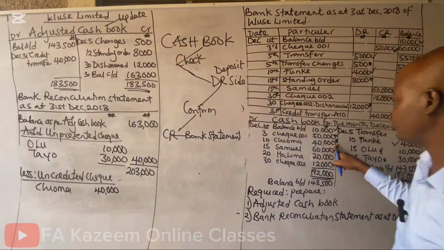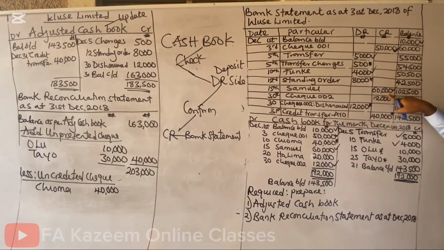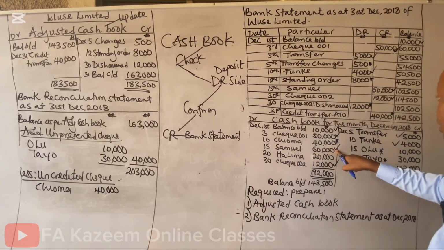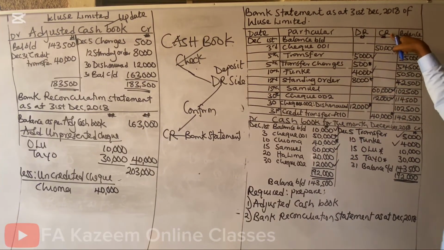We have discovered one check that was debited by the customer, but it was not credited by the bank. Samuel also took a check to the bank. You see, Samuel's check was credited by the bank.